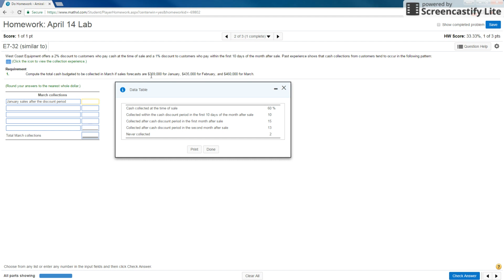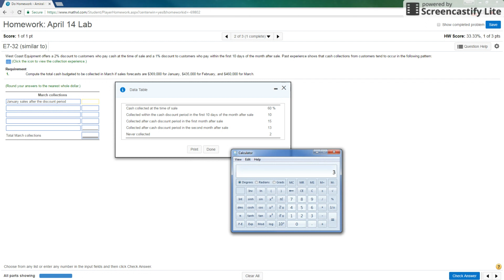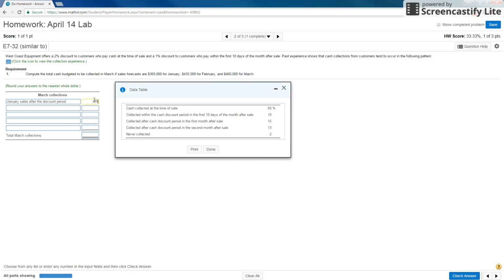So in January we sell 369,000, and based on the data table, people who pay 2 months later are only 13% of the sale. So 47,970.